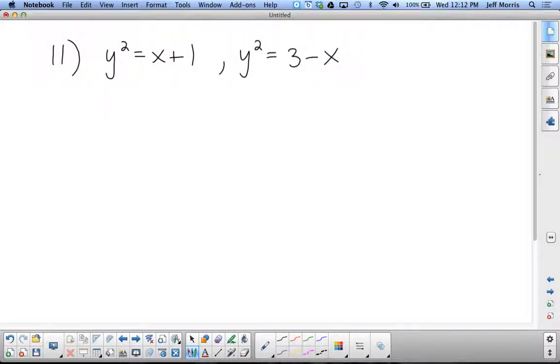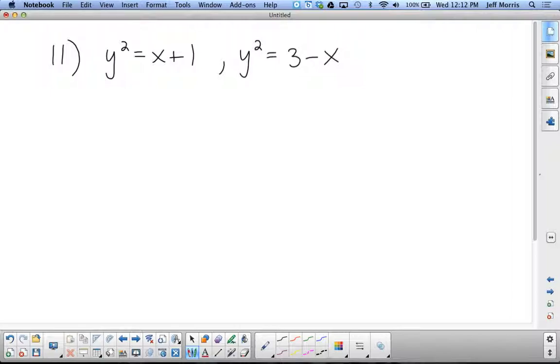Plus 1. So number 11, you've got y squared equals x plus 1, and y squared equals 3 minus x. You can do this in terms of x, but the problem is the way it's set up right now, you can't do it in terms of x because y is not solved for. Does everybody see that? What would you have to do to be able to do this in terms of x? You'd have to solve for y. This equation is not even solved for y.